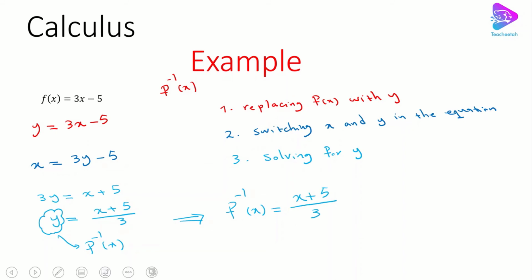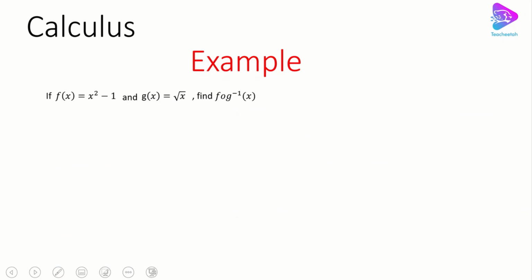Let's look at the second example that we have in here. We have f of x equals x squared minus 1 and g of x equals the square root of x, and we want to look at the composition of functions. Again, this time we want to find the inverse of f of g of x. So for here, we just need to plug in this square root of x instead of x in here, based on the definition that we have for composition of functions.